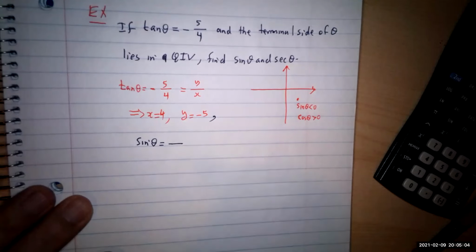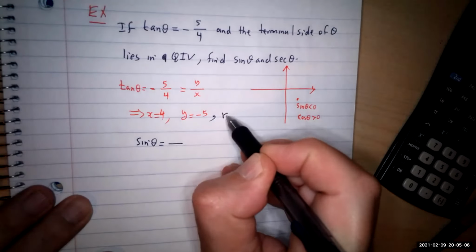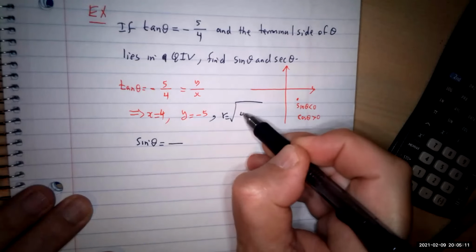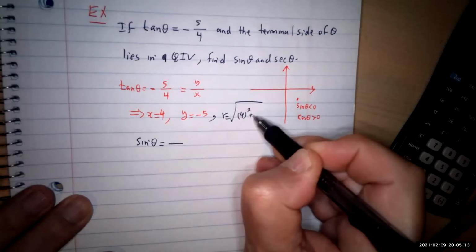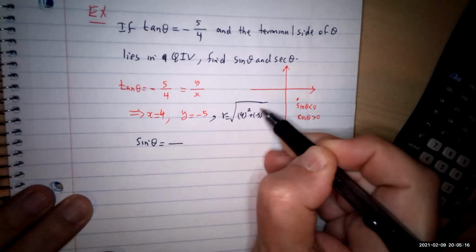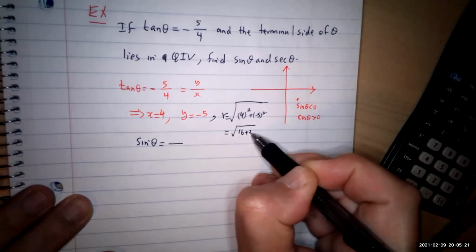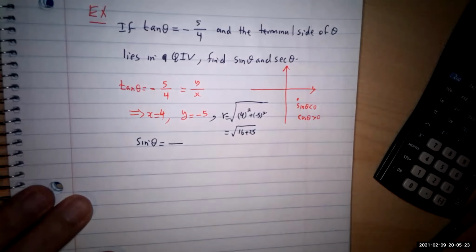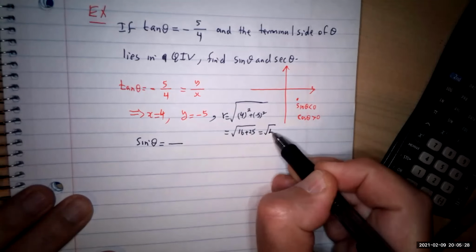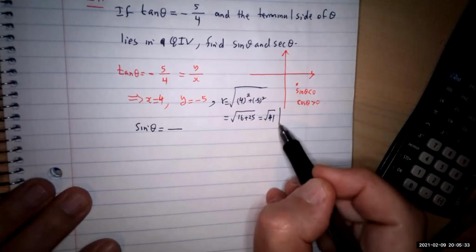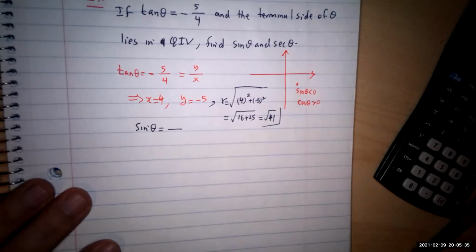Let's find r first. r is equal to the square root of 4 squared plus (-5) squared. 4 squared would be 16, and that would be 25. That gives you radical 41. Okay, so you have to find the r first. Any question? No.